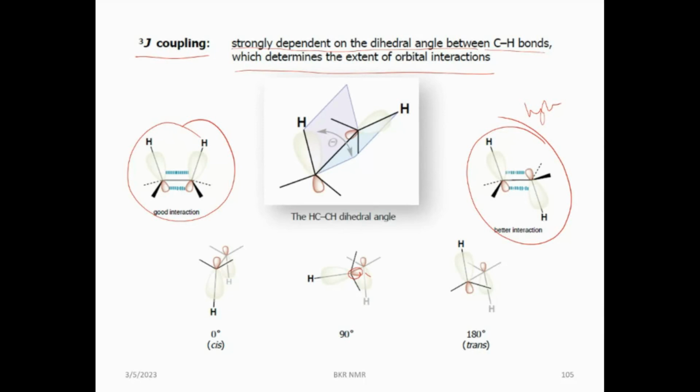The syn also gives some steric repulsion. That is why the coupling constant value is decreasing. Whereas in anti, you don't have such steric interaction. Therefore, it gives a high value.